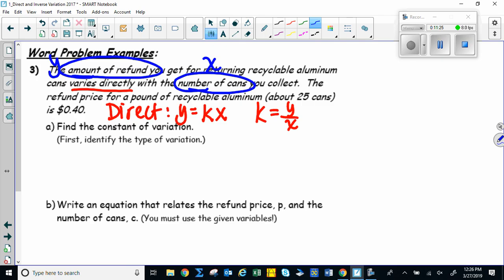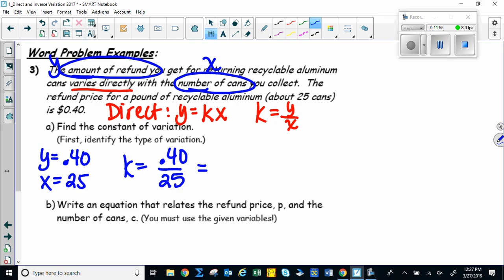All right. So let's see. So the refund is the y. And I've got a refund of 40 cents. And I've got for 25 cans, cans is an x value, so that's 25. So here's my one ordered pair that I'm able to pull out of this scenario. I'm going to find k. We find k by taking y and dividing it by x.